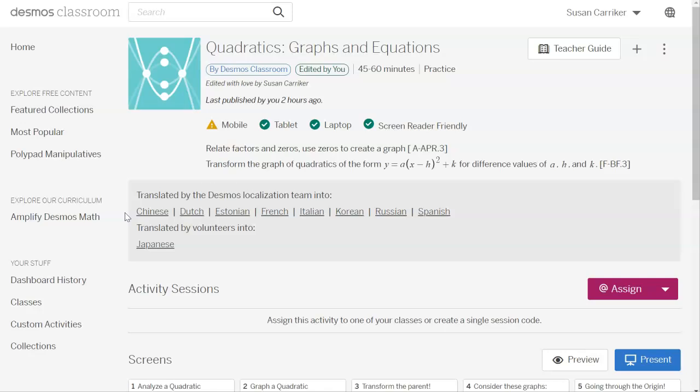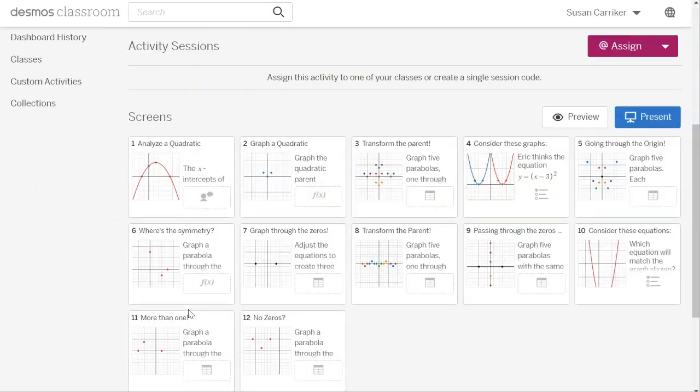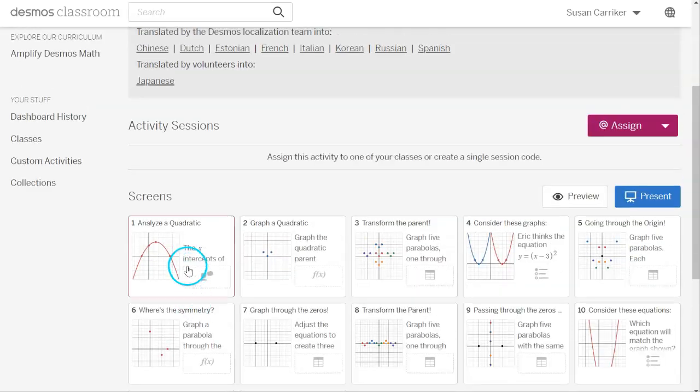I did take off some of the questions here. I think this was initially for an Algebra 2 class maybe. I'm not sure, but it had several challenging exercises at the end, and since we are just kind of getting started, I did take off a few, but they still have some challenging ones left in here. So there are 12 slides, or 12 screens. So let's start with the first one.